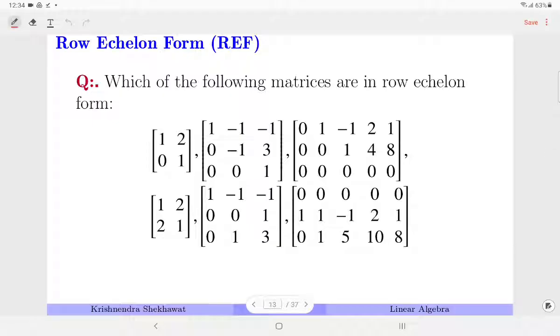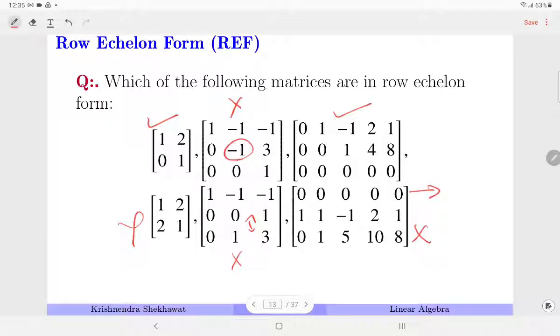So the first one is in REF. The second one is not, because this minus 1 is creating a problem. The third one is in REF. The fourth one is not. The fifth one is not in REF because we need to interchange row 2 and row 3. And the last one again is not in REF because this zero row should be at the bottom.